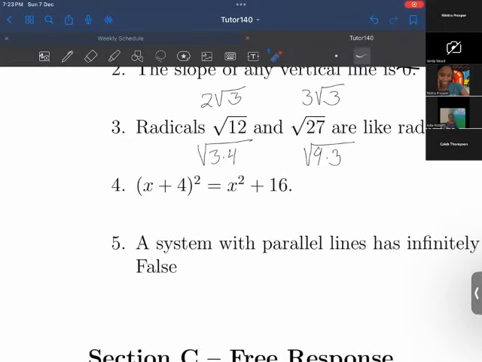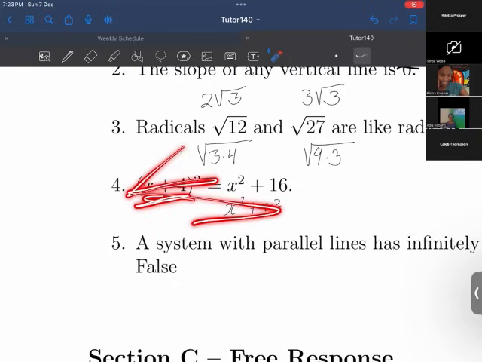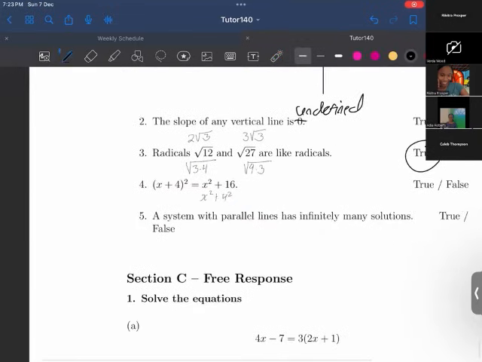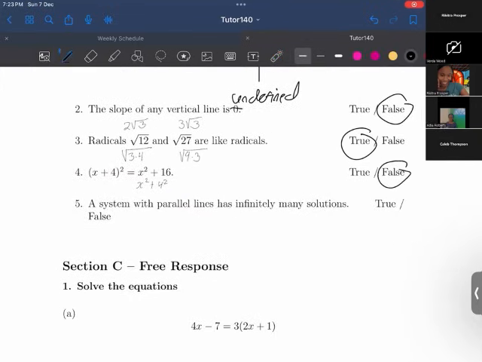This is false. This is not a difference of two squares, right? This x squared plus 4 squared. That's not the same thing as this. They will give you two totally different answers. So this is false. A system with parallel lines has infinitely many solutions. That is false. A system with parallel lines has no solutions. No solution. When the lines coincide, it has infinitely many solutions, but a system with parallel lines has no solution.